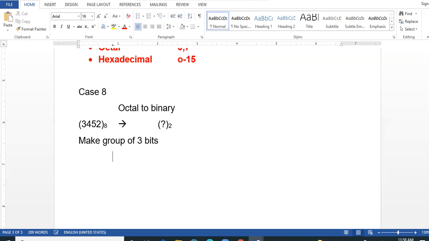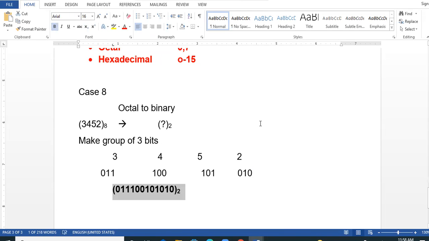So, humare paas number hai 3, 4, 5, 2. So 3 को बाइनरी में कन्वर्ट करो, 3 बिट बाइनरी. 0 1 1, 4 is 1 0 0, 5 is 1 0 1, 2 is 0 1 0. So combining all these: 0 1 1, 1 0 0, 1 0 1, 0 1 0. This is our number in binary. Got it, all of you?